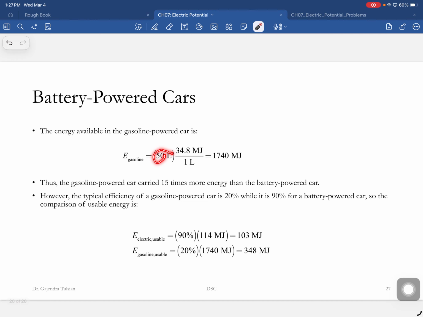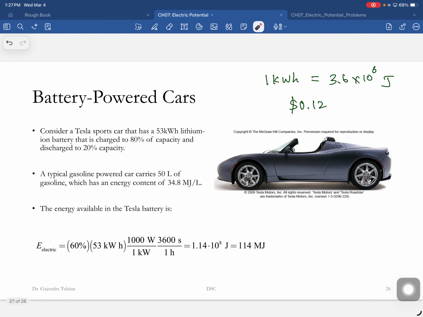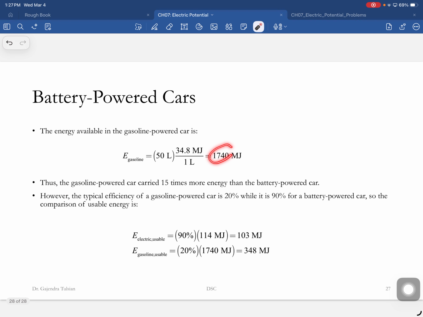In gasoline, this is a 50-liter tank, and each liter has that many megajoules. If you burn that much gasoline, you get 1,700 megajoules of energy, of heat. 100 megajoules versus 1,700 megajoules. So that's what they're up against. But heat is only 30% efficient. You can only convert about 20% of that into motion, whereas with electricity, you can convert 90% of that into motion.